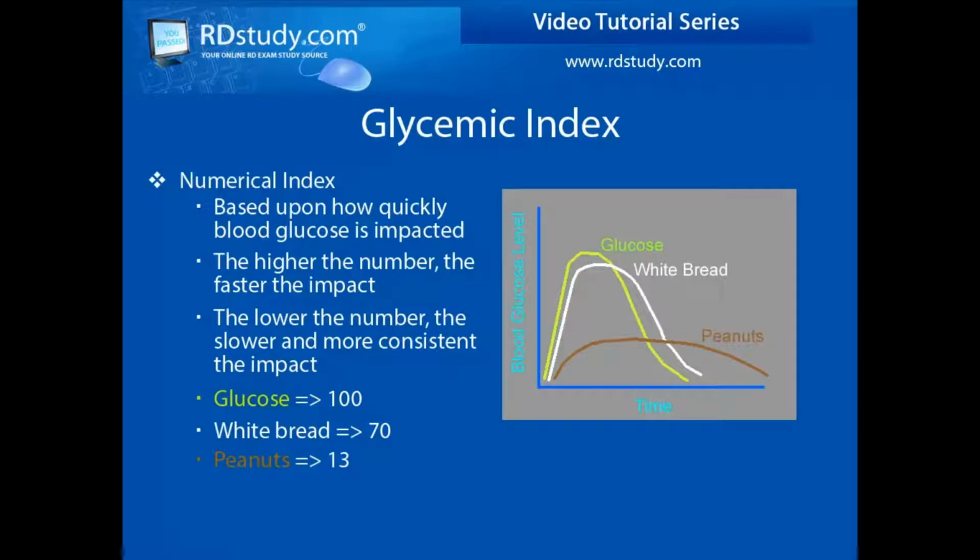This indicates that the carbohydrates found in peanuts are digested slowly, raising blood glucose very gradually. Notice on the graph how the peanuts affect blood sugar at a very slow rate in the beginning, then level off, maintaining a steady state, and then once again gradually descend. This is a great example of a food product that has a low impact on blood sugar.